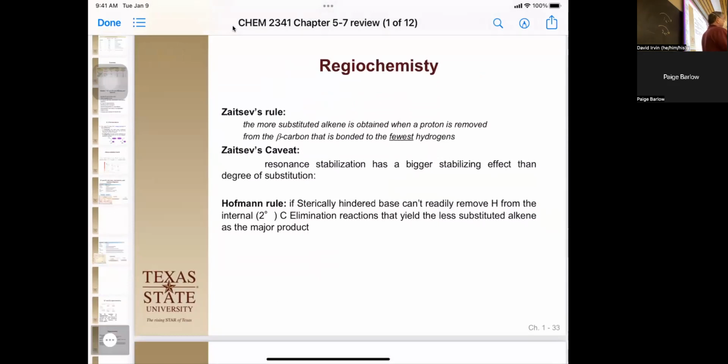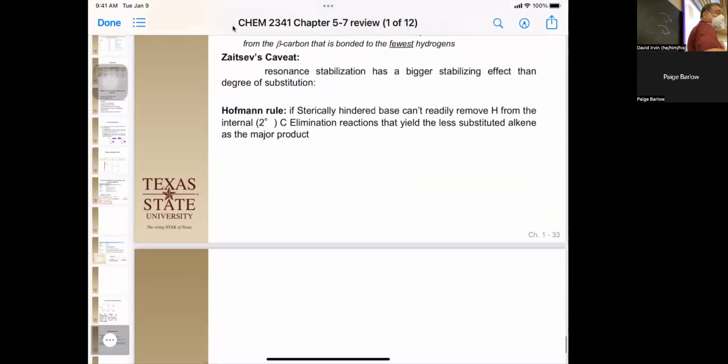However, if you have resonance, you're going to form the more stable isomer, which is the one that has resonance. They're going to be in conjugation. So it's not really breaking the rule, it's defining the rule if you already have an alkene. Then we have the Hoffman rule. If your base is too big and cannot reach into a secondary, it will take one from a primary and give you the least substituted alkene. That's the Hoffman rule. Okay.